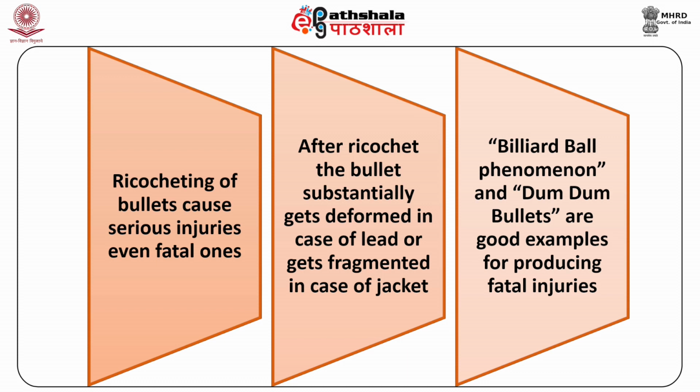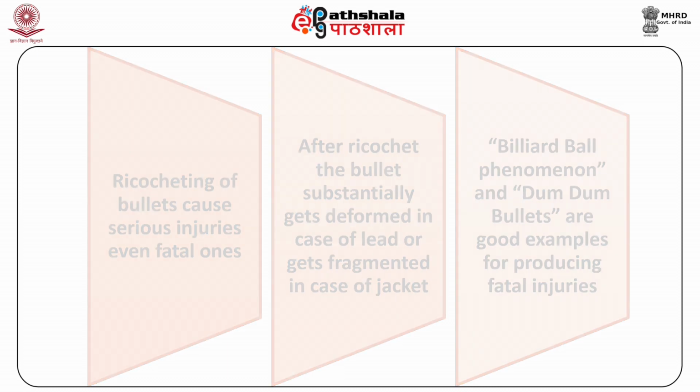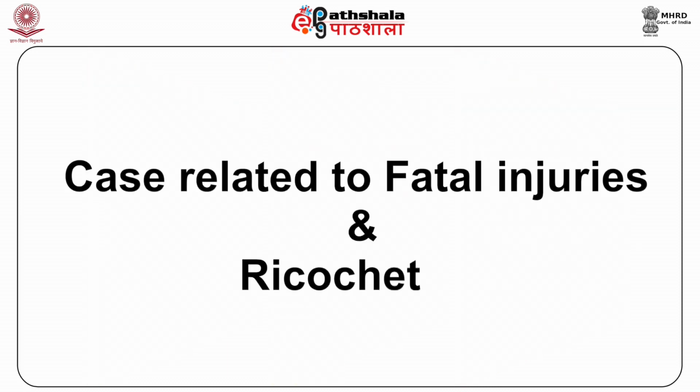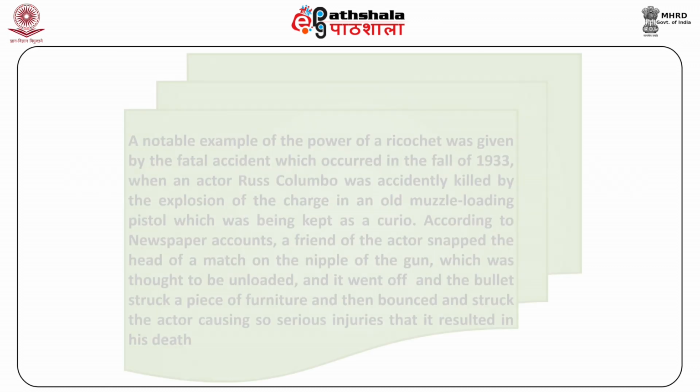It is well established that after ricochet, the bullet substantially gets deformed in the case of lead or gets fragmented in the case of a jacket. The ragged shape of the bullet is then capable of producing a devastating effect, and the entry wound may be fatal. Billiard ball phenomenon and dum-dum bullets are good examples of producing fatal injuries. Cases related to fatal injuries and ricocheting.